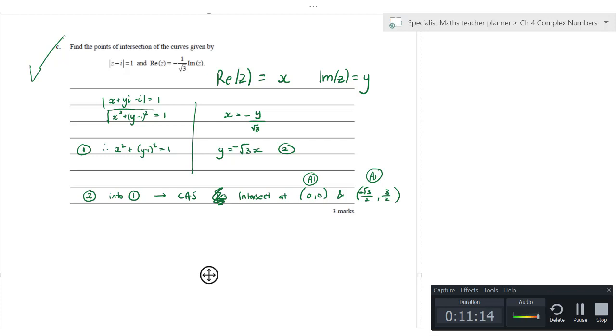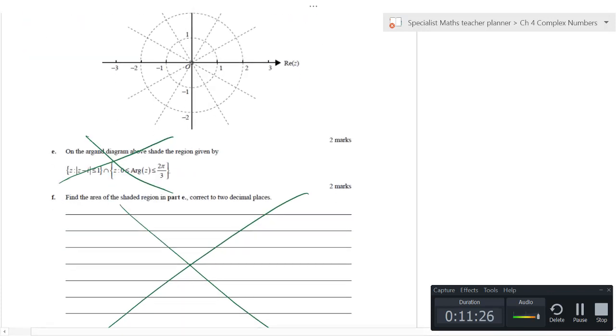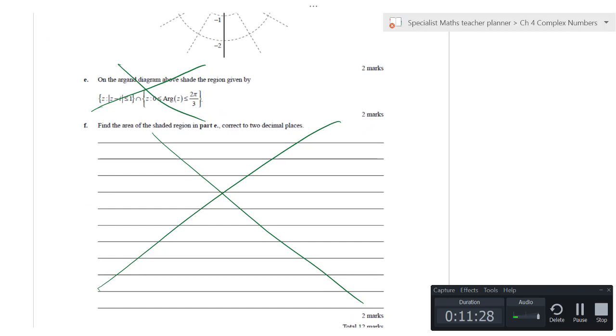You've got the perpendicular bisector. You've got circles. You've got the real part of z. You've got the imaginary part of z. And then you've got the arguments of z. So make sure that those are in your bound reference, and also take note that any of these regions which involve inequalities, we do not need to do, because they have been removed from the course.